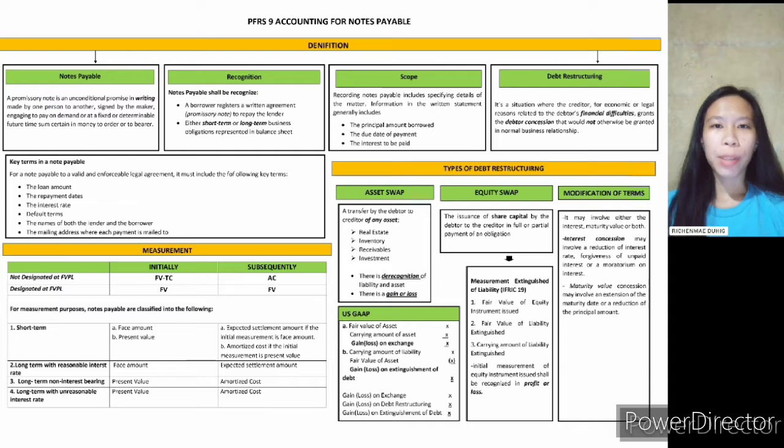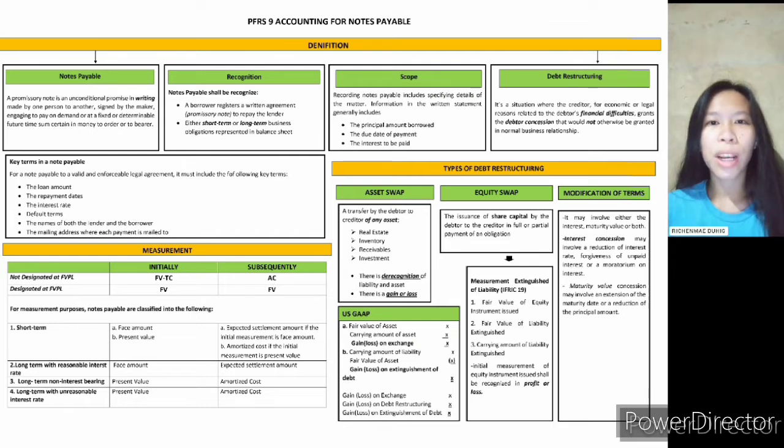For measurement purposes, notes payable are classified into the following: short-term, long-term with reasonable interest rate, long-term non-interest bearing, and long-term with unreasonable interest rate. In the short term, if it is initially measured at face amount, then it is subsequently measured at expected settlement amount. If the short term is initially measured at present value, then it is subsequently measured at amortized cost.